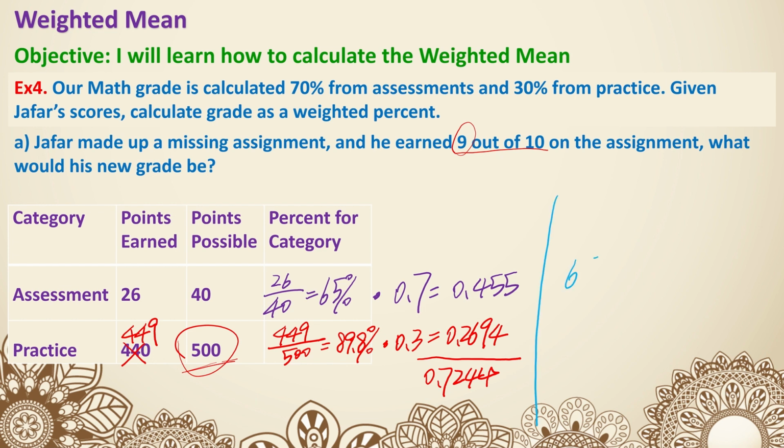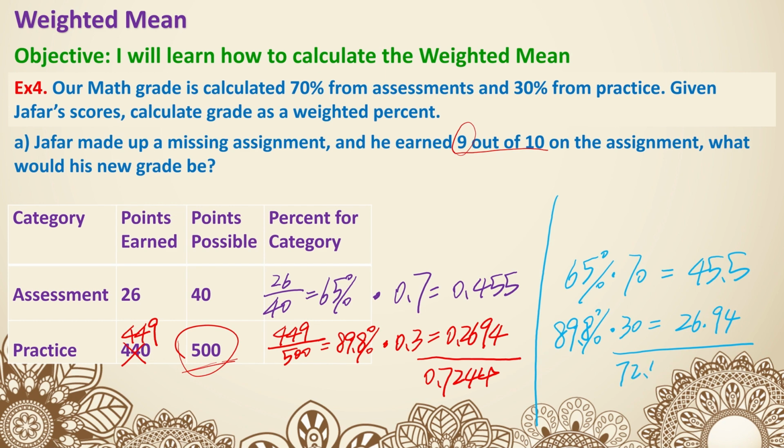Again, if you choose to use 65% instead of multiplying by 0.7, you multiply by 70, that's fine. That's going to give you 45.5. And then for the bottom one, you're just going to use 89.8%. Instead of multiplying by 0.3, you're multiplying by 30. That will give you 26.94. Then you add them together, which is 72.44. Either way you choose to do, you are going to get 72.44% as a grade. And that is his new grade. So if you make a comparison to the previous question, which was 71.9%, you only went up 0.54%, which is not much at all.